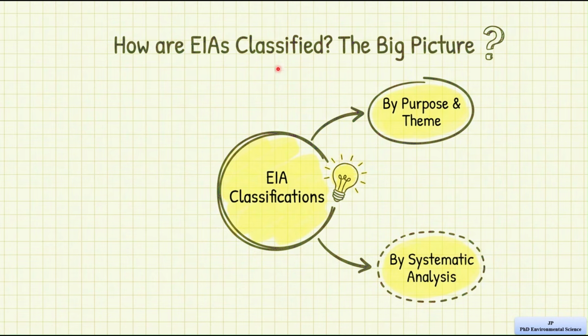So how are EIAs classified? There are two ways to classify EIA: by purpose and theme, means based on what the EIA is about, then by systematic analysis, based on how the EIA is done. So in one line we would say EIA is classified by what it studies and how it studies.